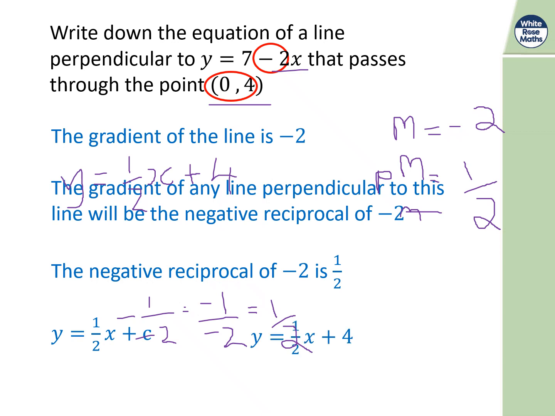So there we go, that's our final answer. The plus c is where it crosses on the y-axis. Remember, a line, guys, is in the form y is equal to mx plus c, where m is your gradient of the straight line, and c is your y-intercept.